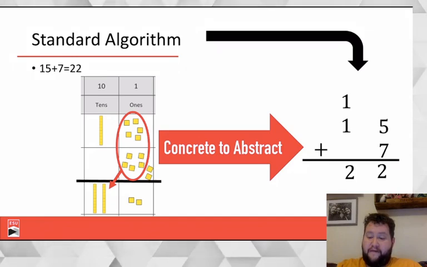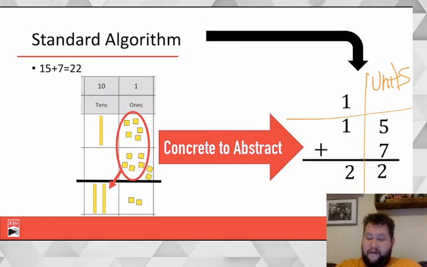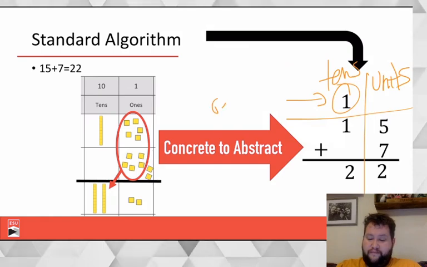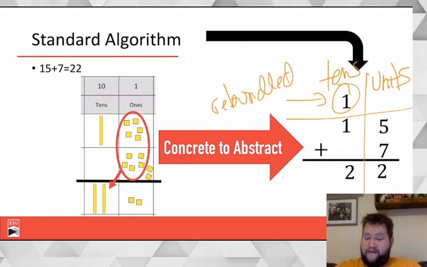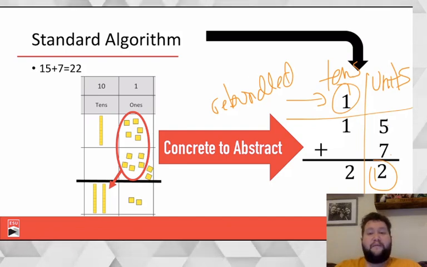Anytime we do addition, we have our units, we have our tens, and these are our rebundled. Because 5 plus 7 does not equal 2, right? It equals 12. And that was our place value chart where we had the 12 there. But instead, we write it up top for sake of kind of simplicity or tracking.